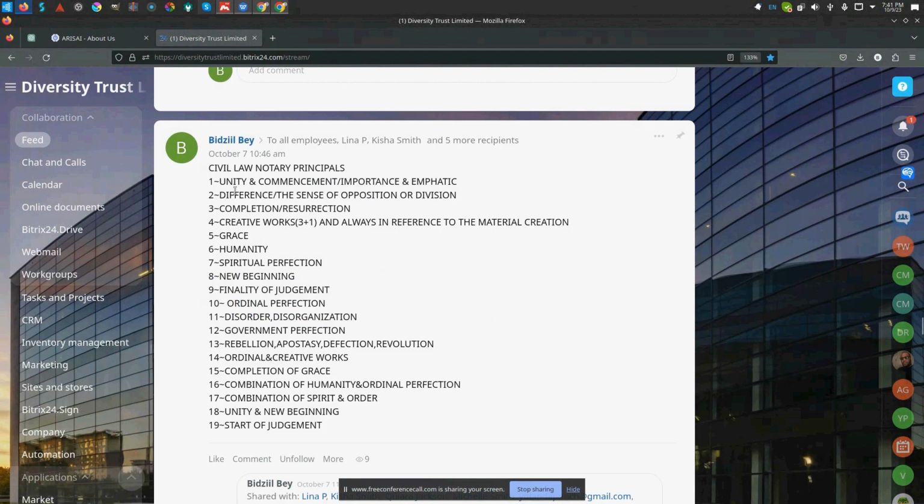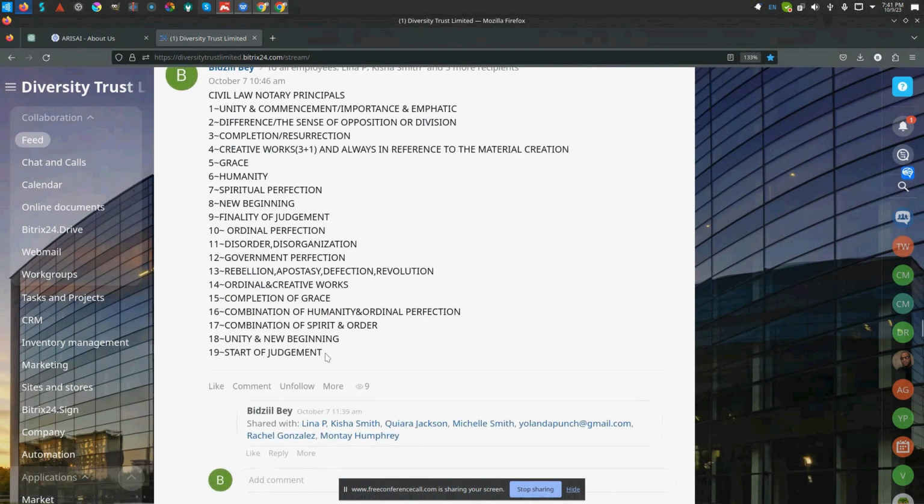Two deals with differences, the sense of opposition or division. Three deals with completion and resurrection. Four deals with comparative works. 3 + 1 = 4. And always in reference to material creation. These are references. This is how you're able to create perpetuity by converting the words to math.